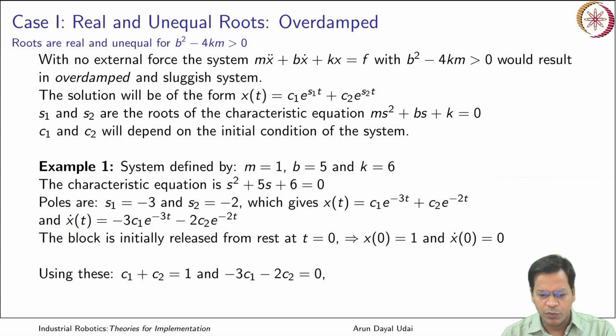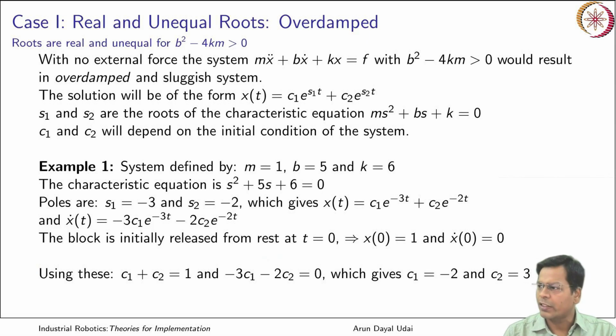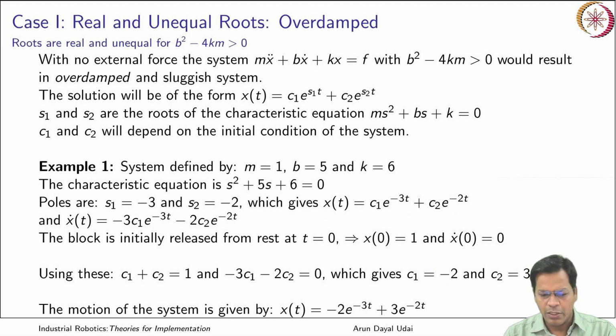So these two will give me two equations, this one and this one. Solving these two simultaneous equations, I could extract C1 and C2. So you see I got C1 as -2 and C2 as 3. Okay, these values make this time domain solution complete. So I'll put them here, and I got the motion of the system, which is given by x(t) equal to -2 e to the power -3t plus 3 e to the power -2t. So this is the time domain solution of my system.